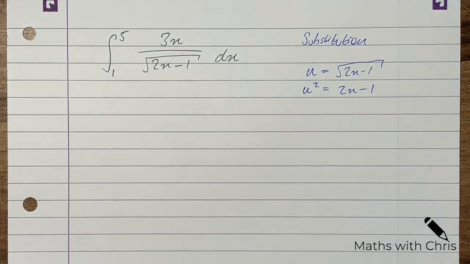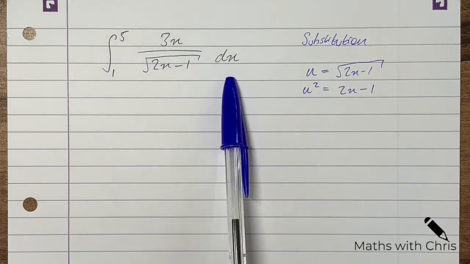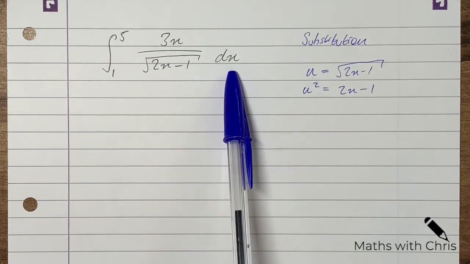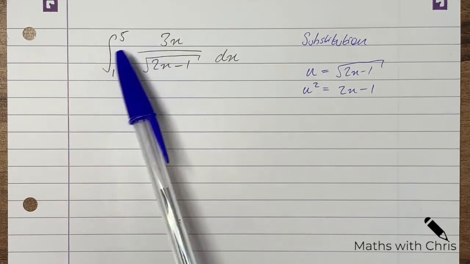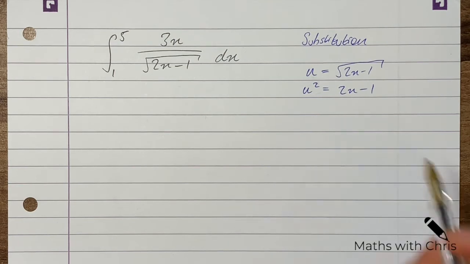So when we do substitution, there's sort of three things we need to think about. We need to rearrange what we're integrating. We need to differentiate to change the dx to a du, and we need to make sure we change our limits. So that's our three things to do. So first of all, let's try and differentiate this.